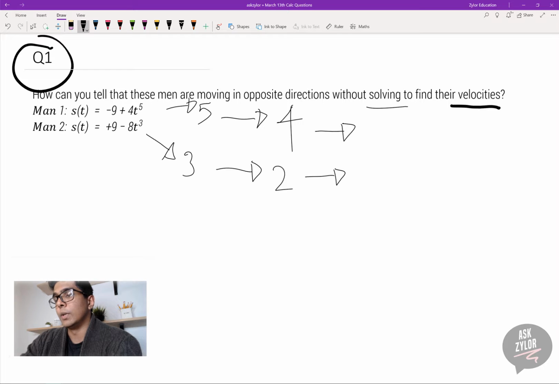So what's going to determine if my velocities are moving in opposite directions is my coefficients in front of my variable. So I have +4 and -8. So my +4 means that any number I put into t is going to give me a positive number. My -8 tells me that any number I put into t is going to give me a negative number in my derivative.